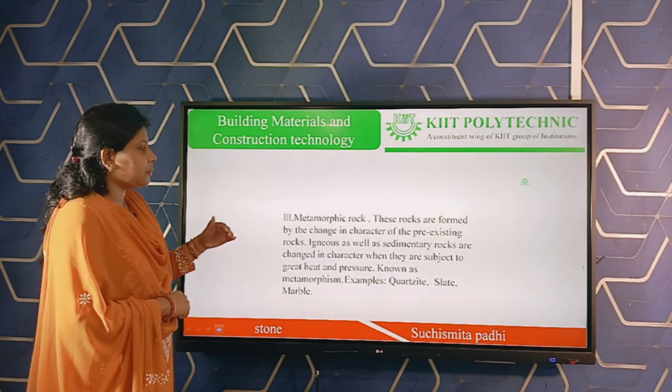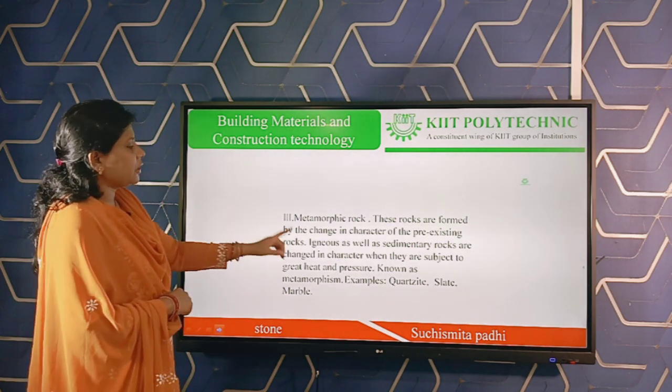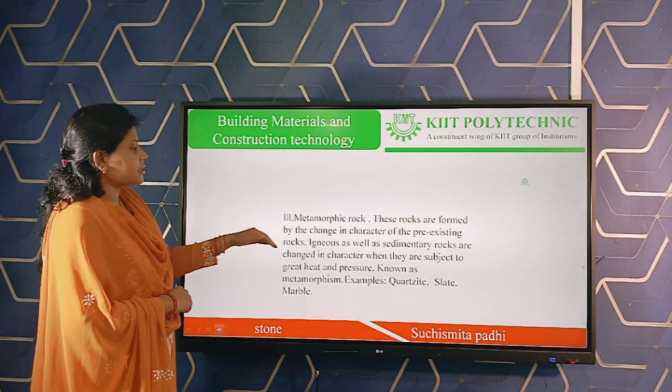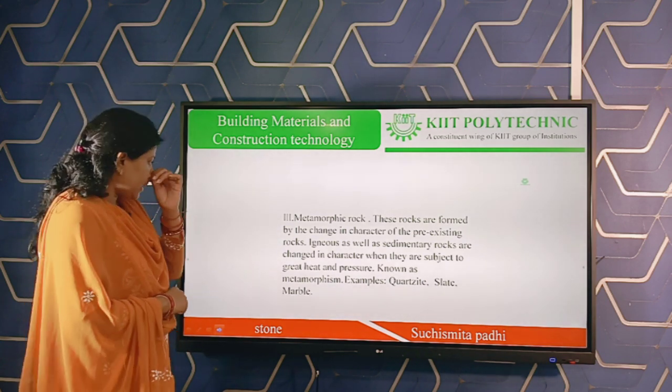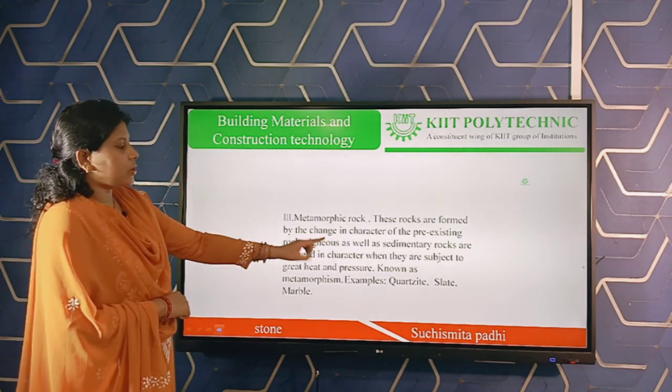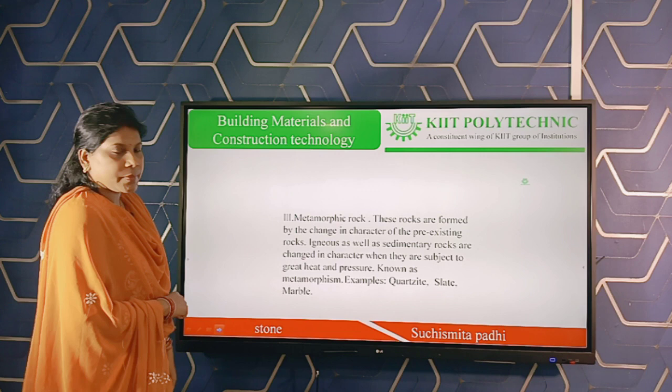We are only changing the property or character of igneous and sedimentary rock by giving high pressure and temperature, and it is converted to metamorphic rock. The total process is known as metamorphism. Examples are quartzite, slate and marble.